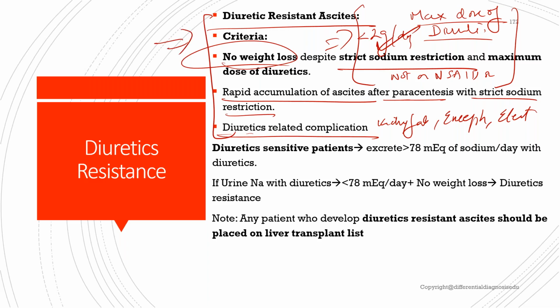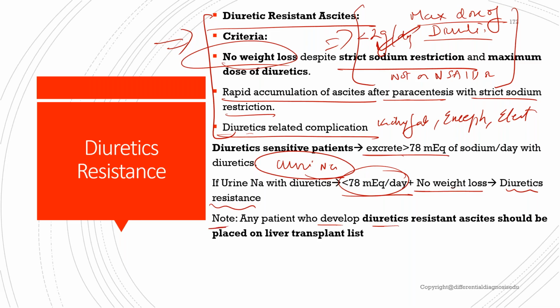To confirm the diagnosis, you will check urine sodium in these patients. If the urine sodium is less than 78 milliequivalent per day with no weight loss, then the patient has diuretic resistant ascites. If the patient is excreting more than 78 milliequivalent of sodium per day, this means the patient is still diuretic sensitive. Any patient who develops diuretic resistant ascites should be placed on the liver transplant list.